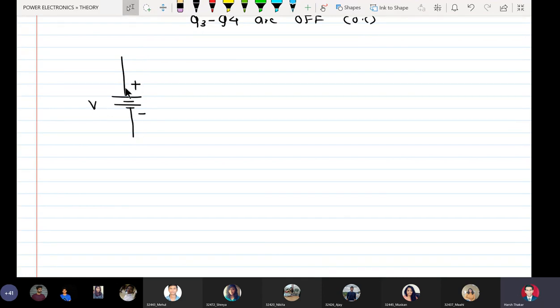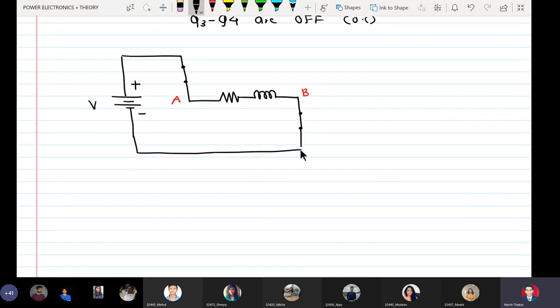Supply plus minus V, the transistor Q1, then we have node A, here we have the load, and then here we have node B, and here we have the transistor Q2. Okay, so this is Q1 as short circuit, Q2 as short circuit.